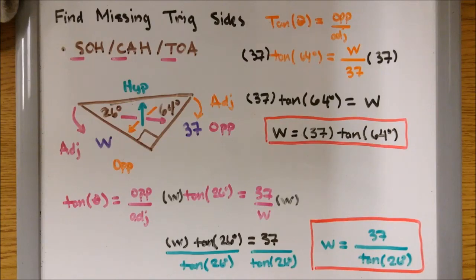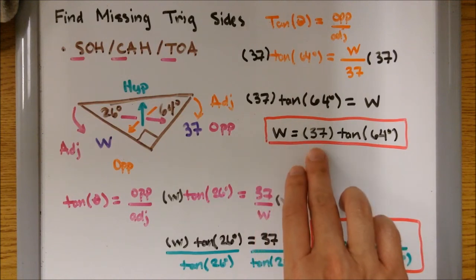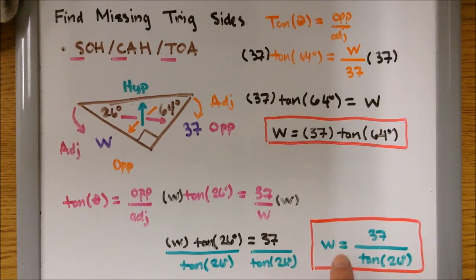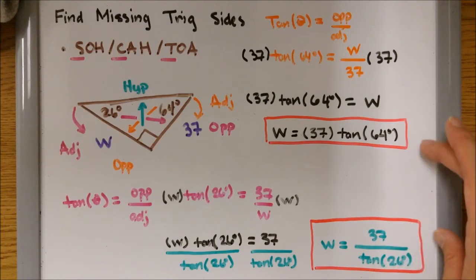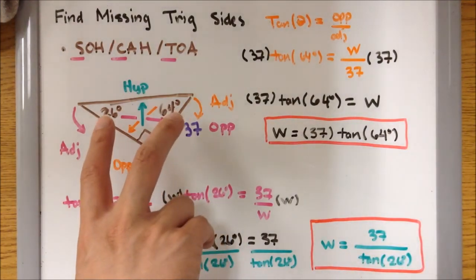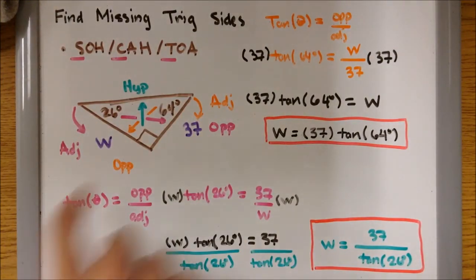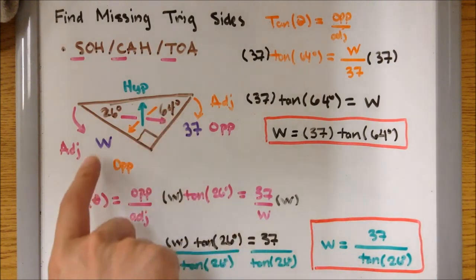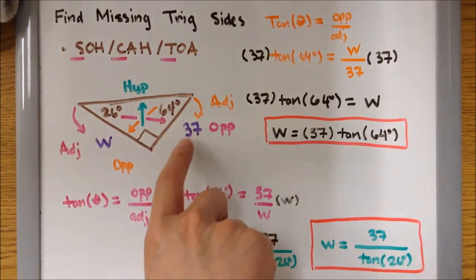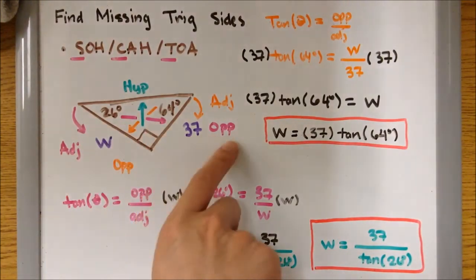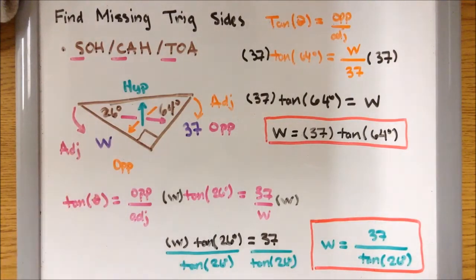Now, if we were to compare these two answers, this one is W equal to 37 times tangent of 64 degrees. The second one right here, W is equal to 37 over tangent of 26 degrees. The reason it looks different is based on what angle you use and the relationship of its sides. So again, if I use 64 degrees, W is opposite and 37 is the adjacent. Had I used 26, 37 is opposite, W is adjacent.